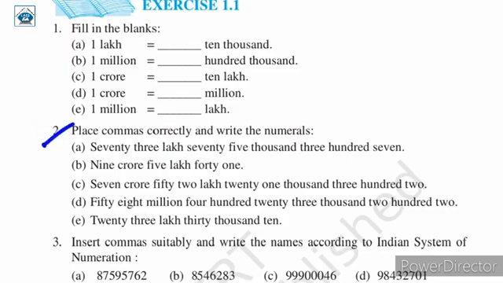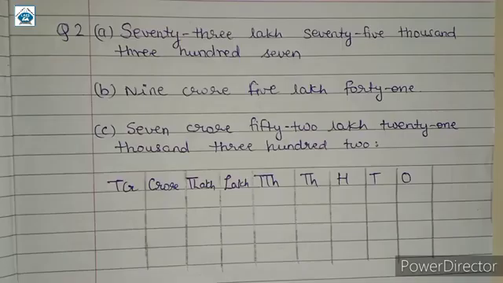Question number 2. Place commas correctly and write the numerals. Firstly, 73,75,307. So here we need to place commas correctly and we need to write the numerals. Here we are given in the name form. This is the name of a numeral. So we will have to write it in the form of numerals and then we will place commas. So let us see the solution.